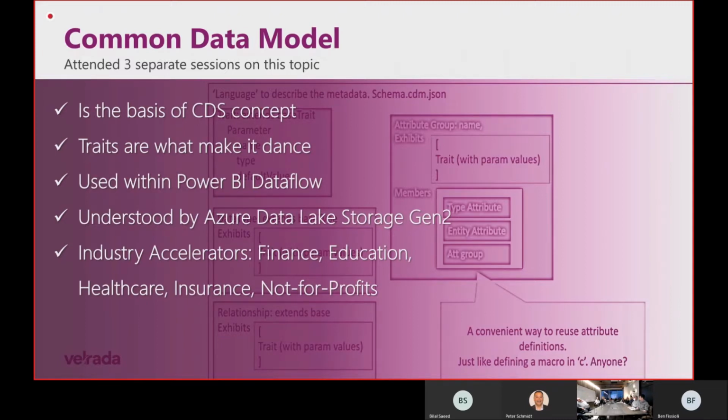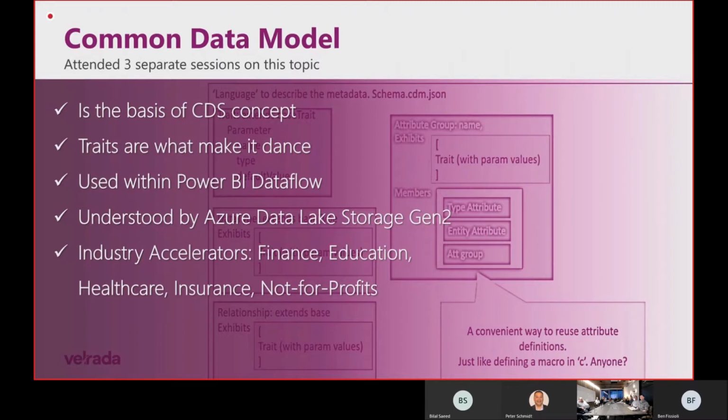So the way it does it is it has its own language, and essentially the language is JSON scripts, but what it uses to tag your entities and your attributes within your entities is a thing called traits.